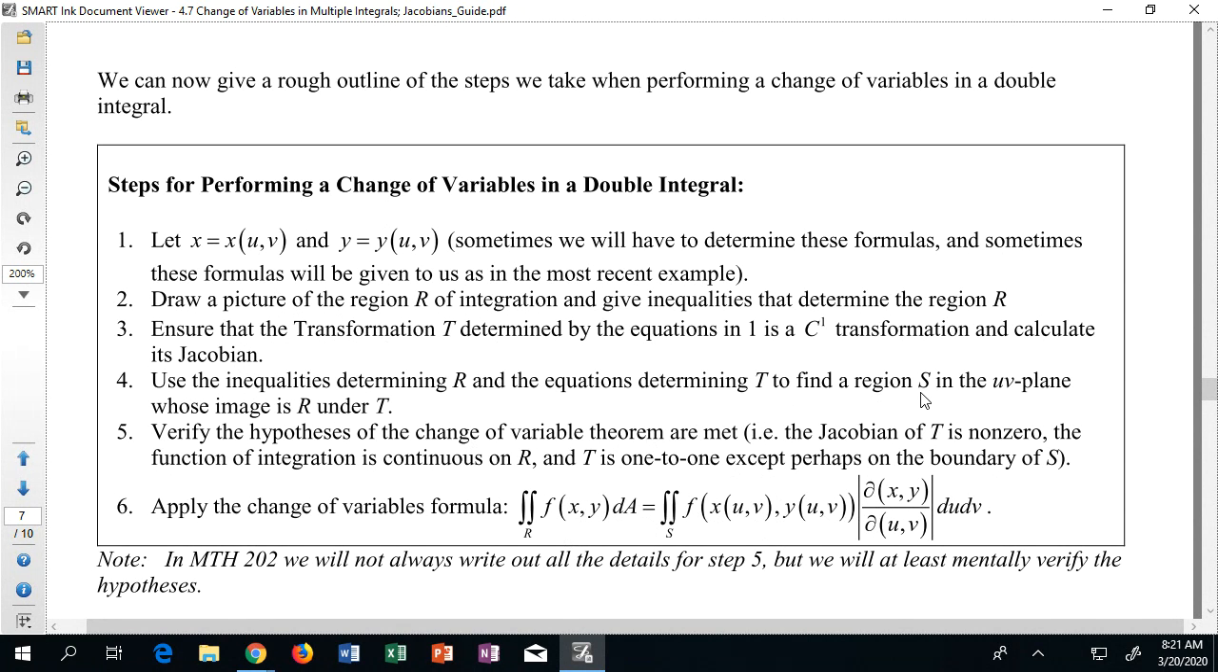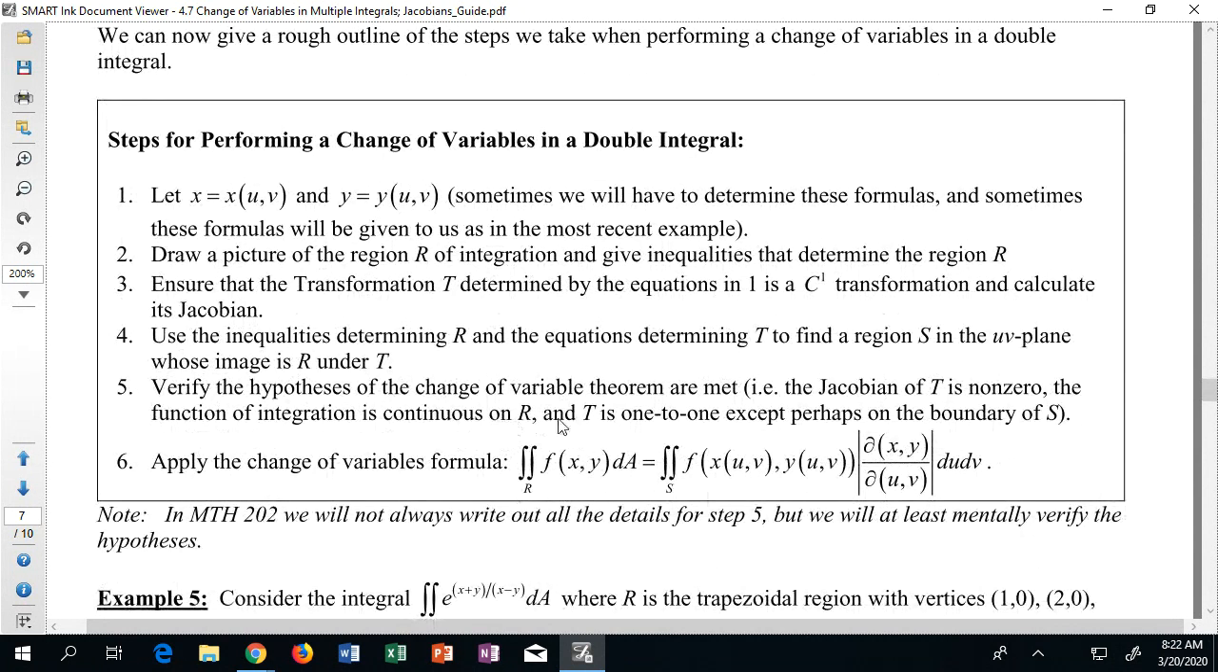This is the thing that we didn't have to do in the last video because we already knew what that region S looked like based on prior examples. And then the next thing that I would have to do is verify that the hypotheses are met to actually perform the change in variables. And then I can actually set up this hard integral and transform it into this easier integral over here.